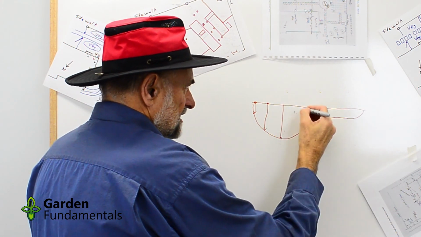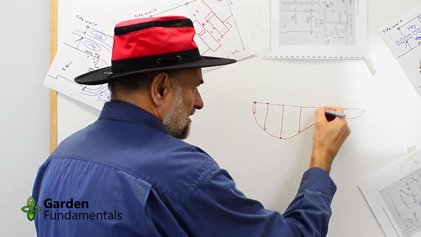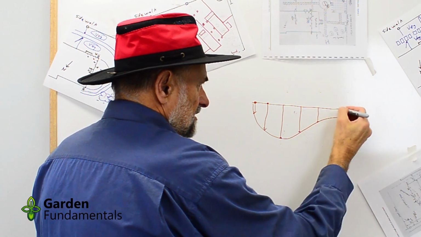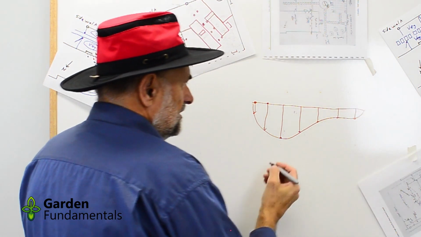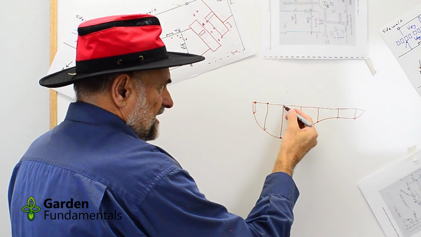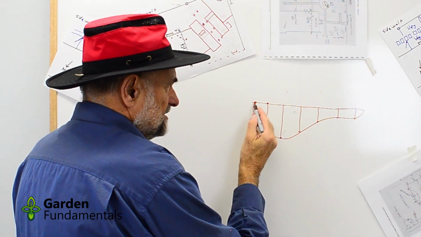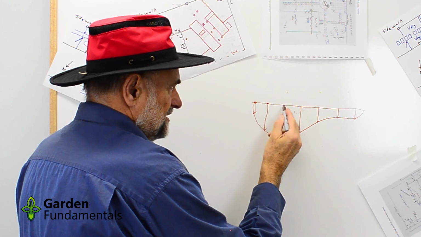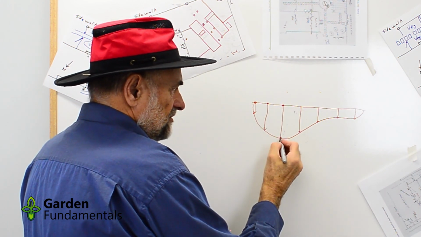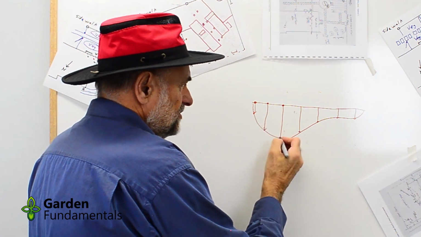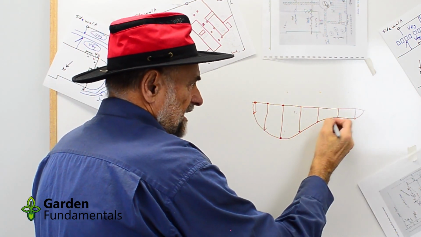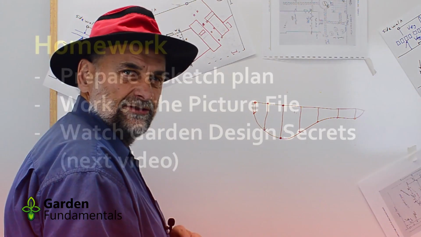Repeat that process. You need the distance from there to there as well as the distance from here to here. With those two numbers, you can find this point precisely. Once you have these points, you can guess at the in-between line here. And that'll be close enough for this purpose.